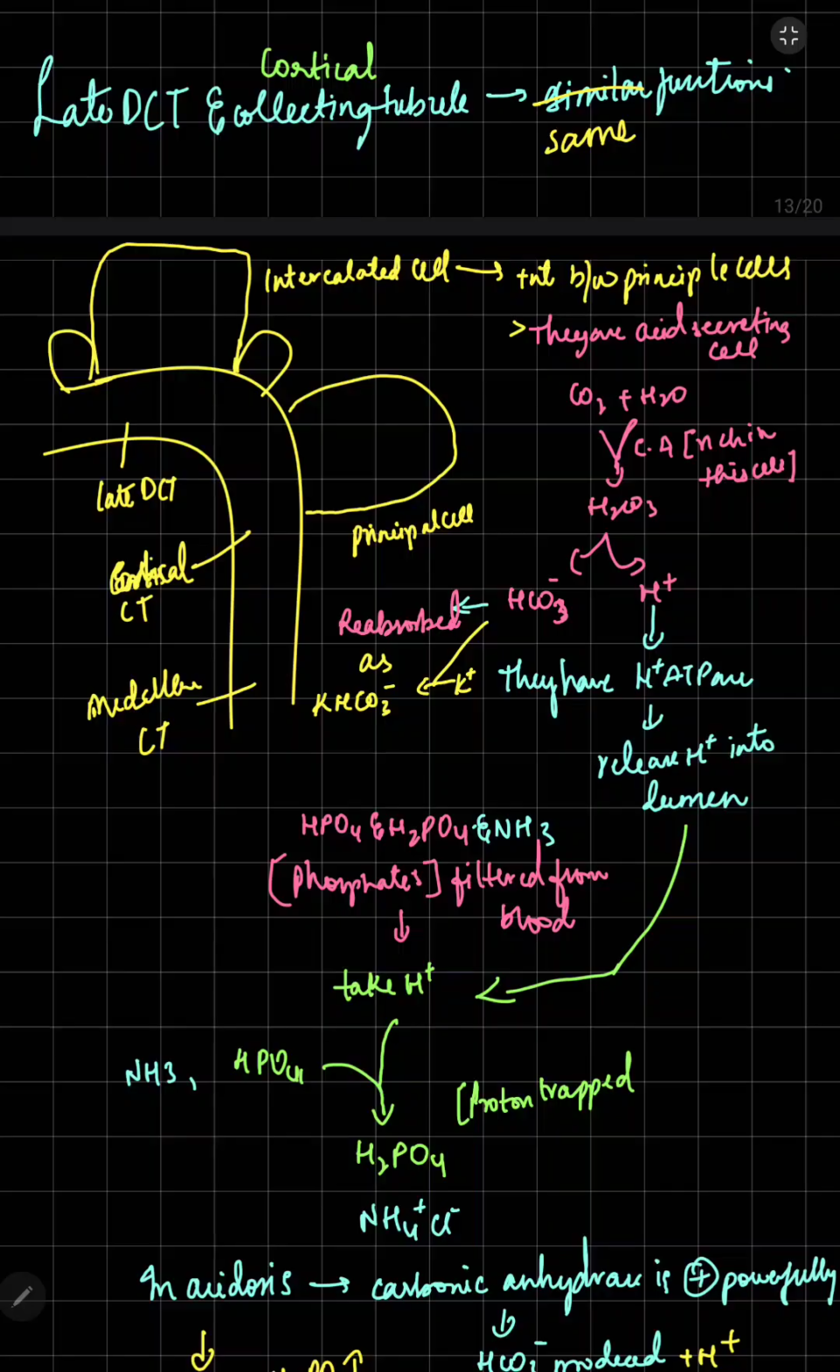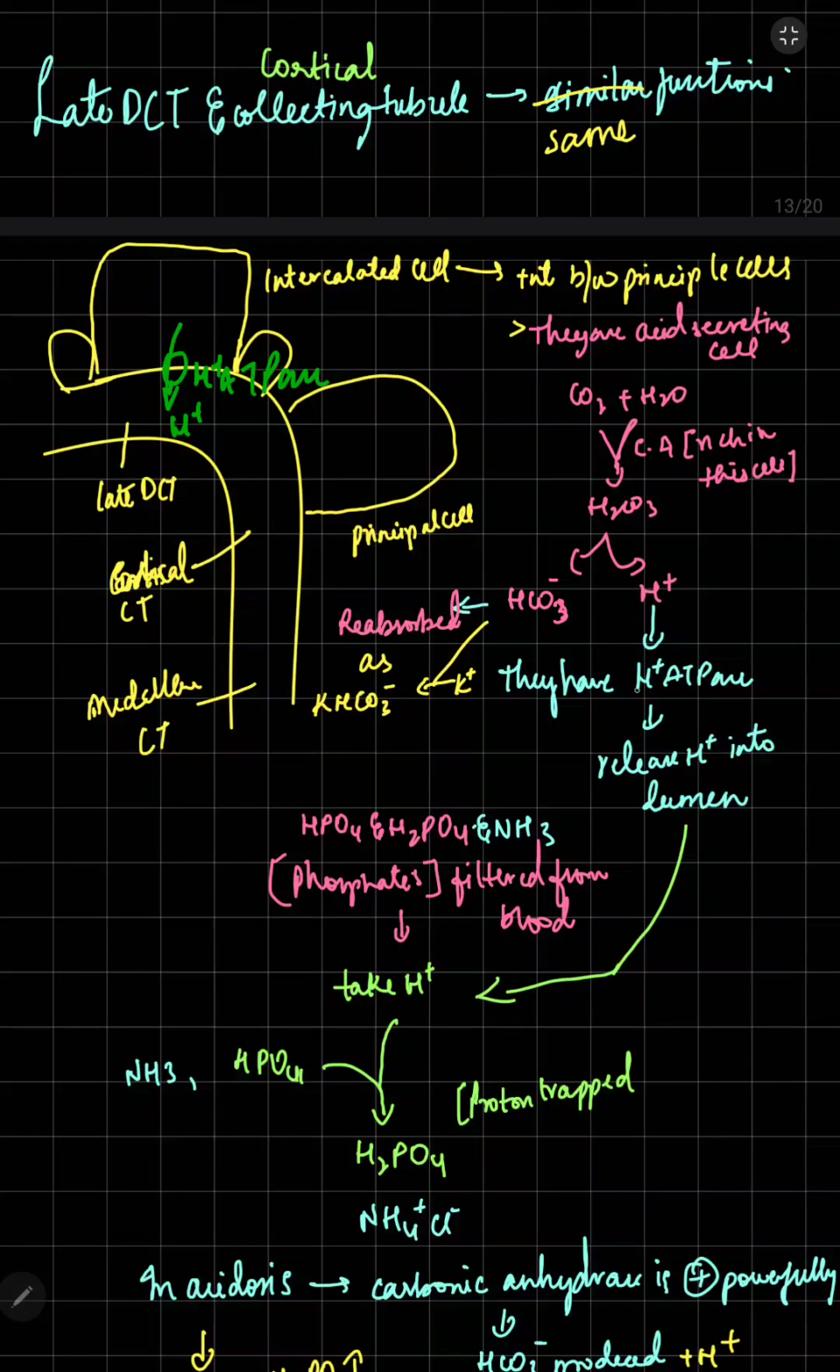So intercalated cells are acid secreting cells. They are very rich in the carbonic anhydrase enzyme. So carbon dioxide and water combine in the presence of this enzyme and form carbonic acid, which dissociates into bicarbonate and H plus. This H plus is excreted out into the lumen by hydrogen ATPases, right? They actively secrete out these hydrogen ions at a very high concentration. They are so efficient that they can excrete hydrogen into the lumen even when it is 4 times more highly concentrated with H plus.